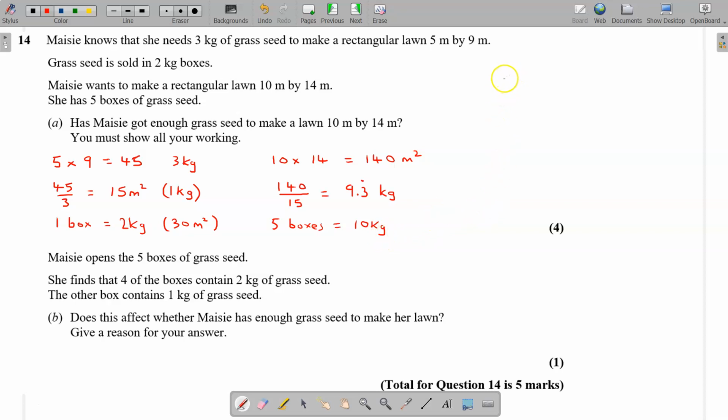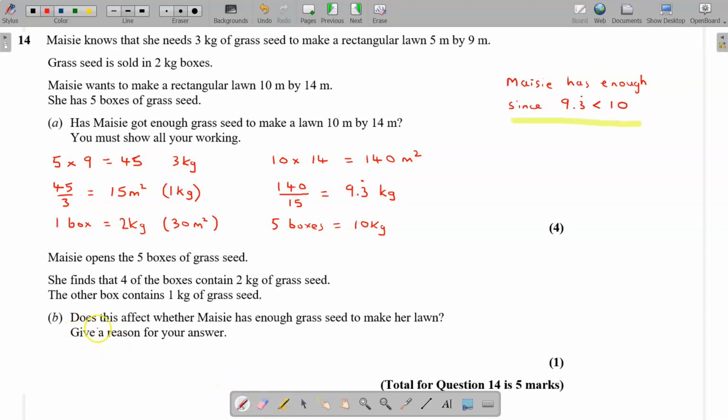Okay, so Macy has, what's the question? Has Macy got enough grass seed? Yes. So Macy has enough, since, and it's this comparison thing again, isn't it? Since 9.3 recurring is less than 10. So you've got your numerical comparison that justifies your answer.